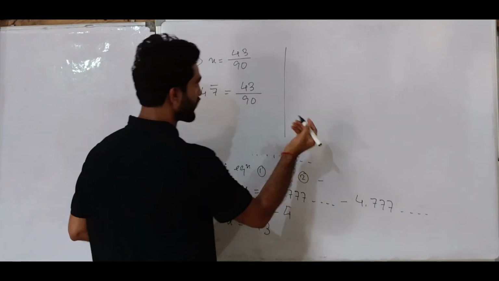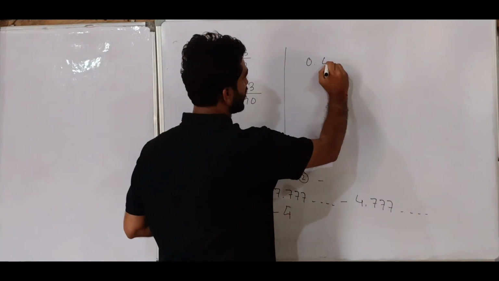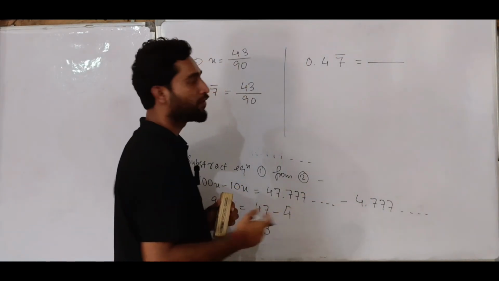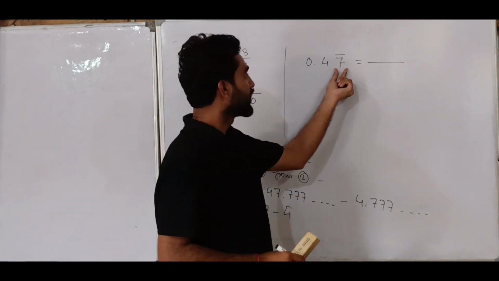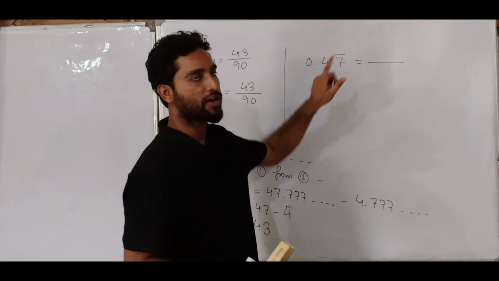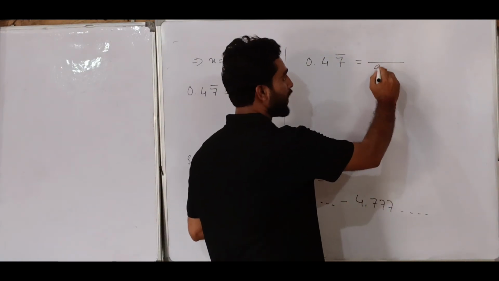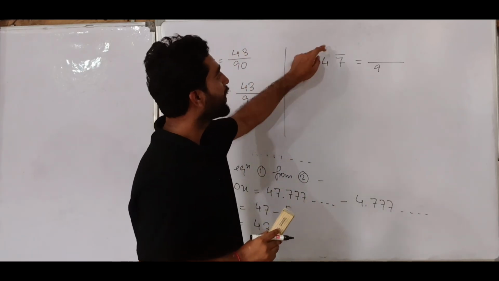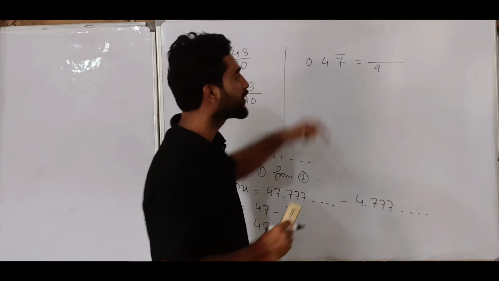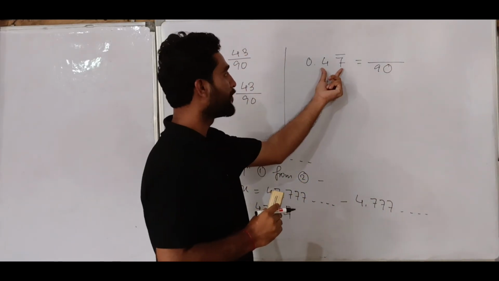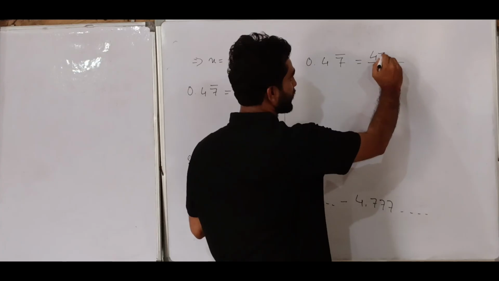So see, 0.47 bar. What is the method I told? Only above one digit a bar is there, so how many 9s will come? One 9. Here there is one digit above which the bar is not there, so in the denominator you have to write 0. Now in the numerator write 47.